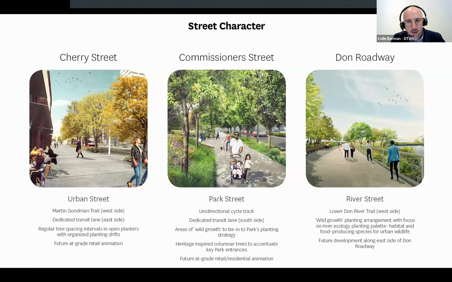Here, we see perspective renderings of each street: Cherry Street, Commissioner Street, and Don Roadway. What immediately stands out is the green character of these streets. We focused on integrating green infrastructure deeply throughout the design. Each street now incorporates features such as extensive tree plantings, bioswales, and permeable paving. This green infrastructure provides critical stormwater management benefits, reducing runoff, but equally important, it actively sequesters carbon over time. The design of these streets goes beyond function. It redefines how urban streets can contribute to carbon reduction.